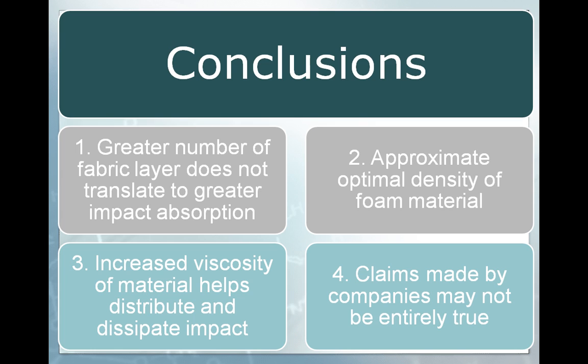Secondly, among the three different density PU foams, the middle density works the best, which is about 600 kilograms per meter cube. It is able to keep the fabric taut enough to absorb the impact. The low and high density PU foams either had too much or too little air spaces within its structure. Hence, it is unable to absorb the impact well. Thirdly, increasing the viscosity of the foam material under shearing helps to distribute and dissipate impact.